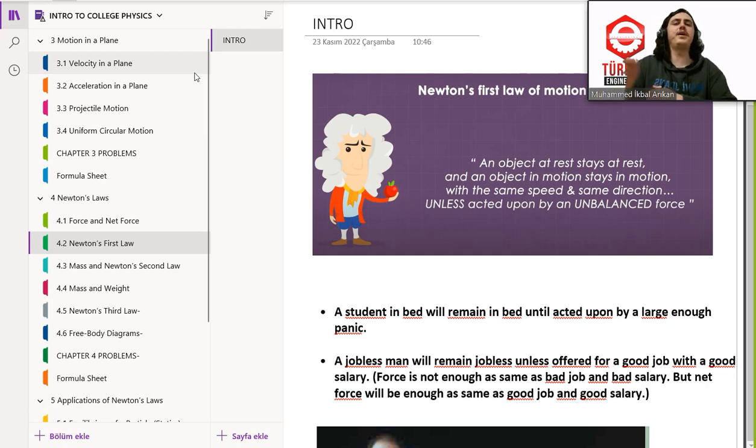In this lecture, we are going to study Newton's laws of motion. As you see here, we moved from part 1 of chapter 4. We finished it, and we have just 5 more parts. We will finish 4 of them in this video, and the last part, which is free body diagrams, will be in the next video.